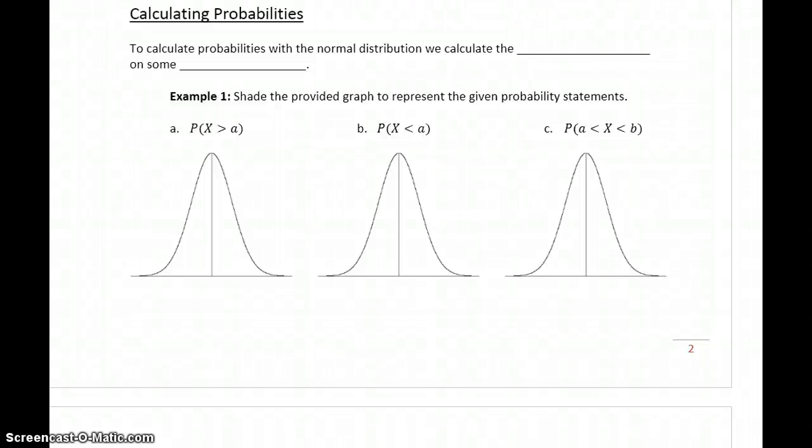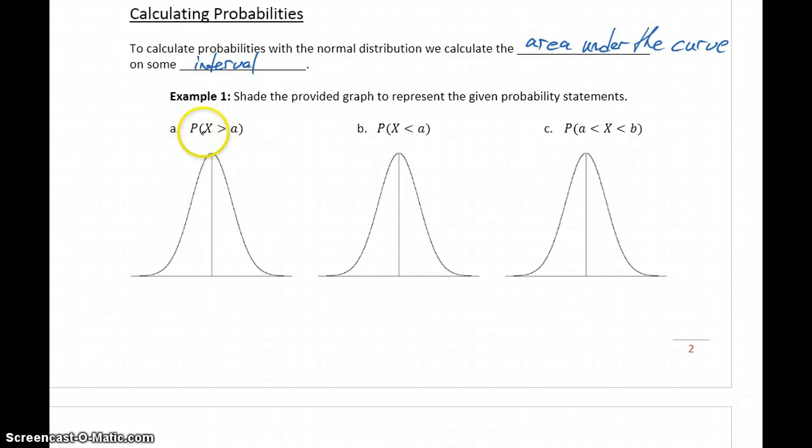To calculate probabilities with the normal distribution, we need to calculate the area under the curve on some interval. And that interval will be determined by the probability statement that we want to evaluate. So for instance, in each of these three examples, we're given just generic values A and B. We want to take these probability statements, turn them into a shaded region to represent the probability that we'll be calculating.